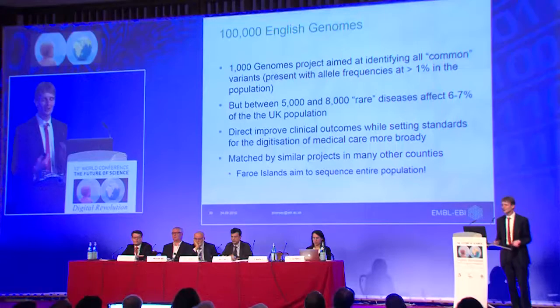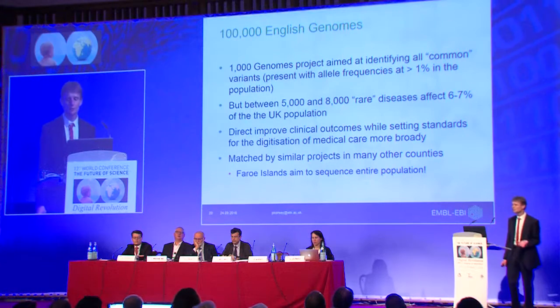And now we've moved on to even more ambitious projects. This is the 100,000 Genomes Project, and what's more, this project is based just in England. So the idea is that a large number of individually rare diseases still collectively affect quite a high percentage of a population. In order to find genetic causes of rarer diseases, you need bigger sample sizes to get more power. And this project is both directly aimed at improving clinical outcomes, but also aiming to set standards more broadly for a new age in which medical care is much more digitalized than in the past.